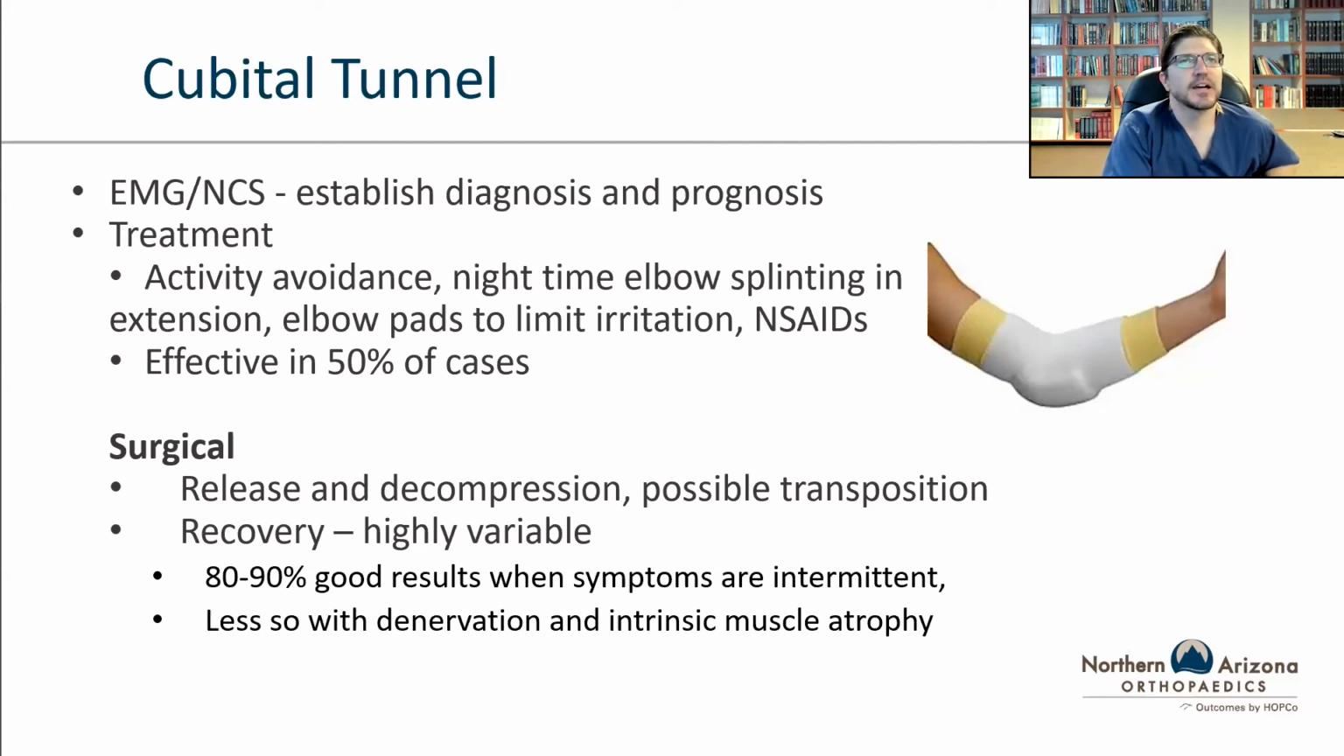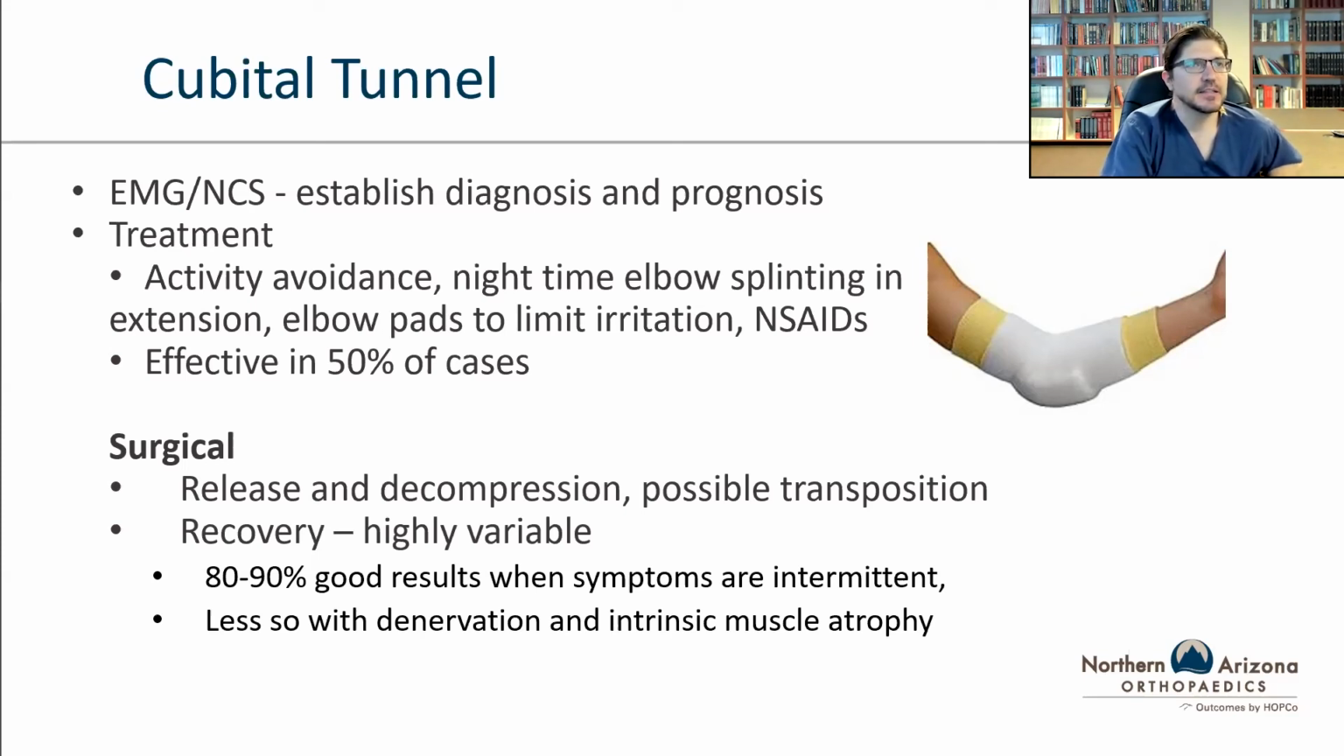Oftentimes, we'll recommend a nerve study. This is to establish the diagnosis and prognosis. Treatment options are usually conservative. This will be in the form of avoiding activities such as flexion that are aggravating the nerve, splinting the elbow at nighttime in extension, elbow pads that limit irritation like bumping your funny bone, and anti-inflammatory medications. This is effective 50% of the time.